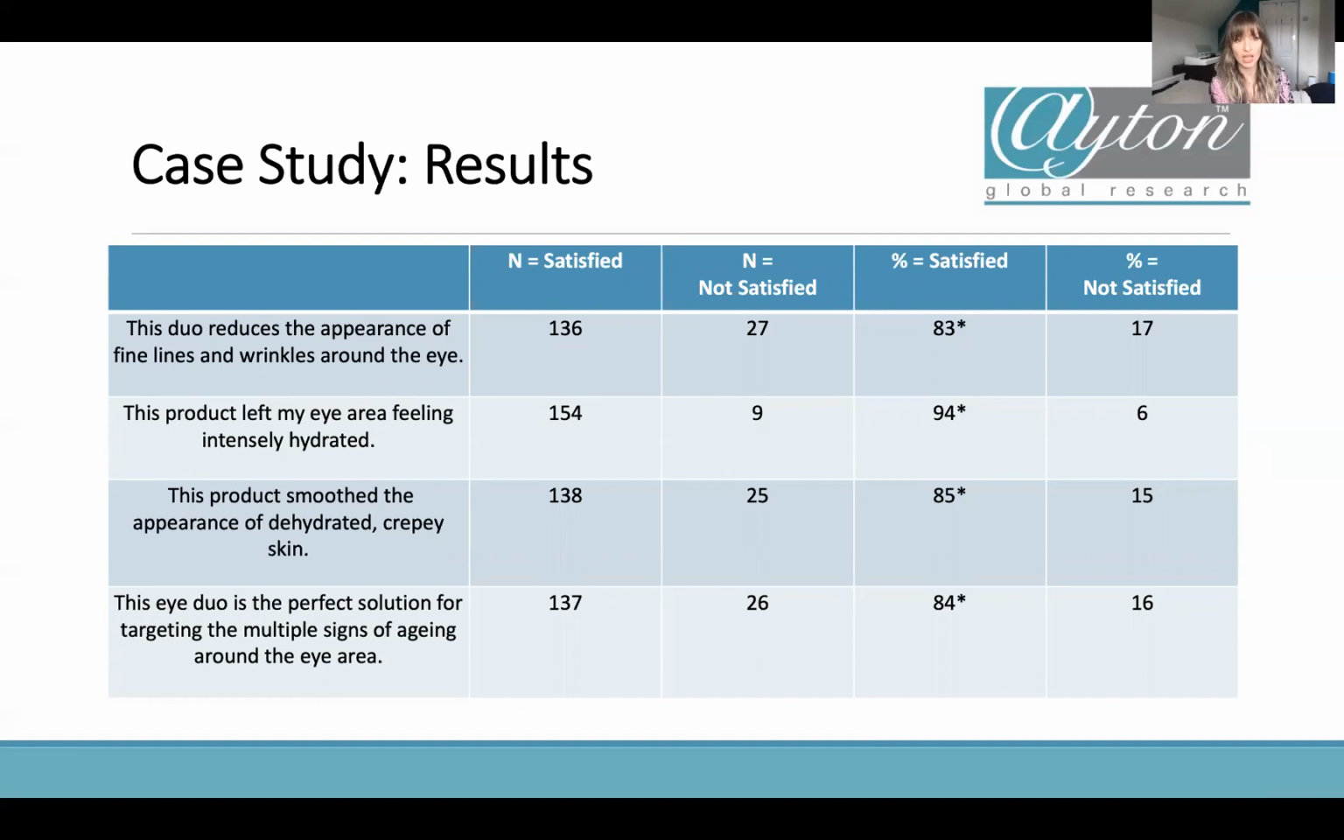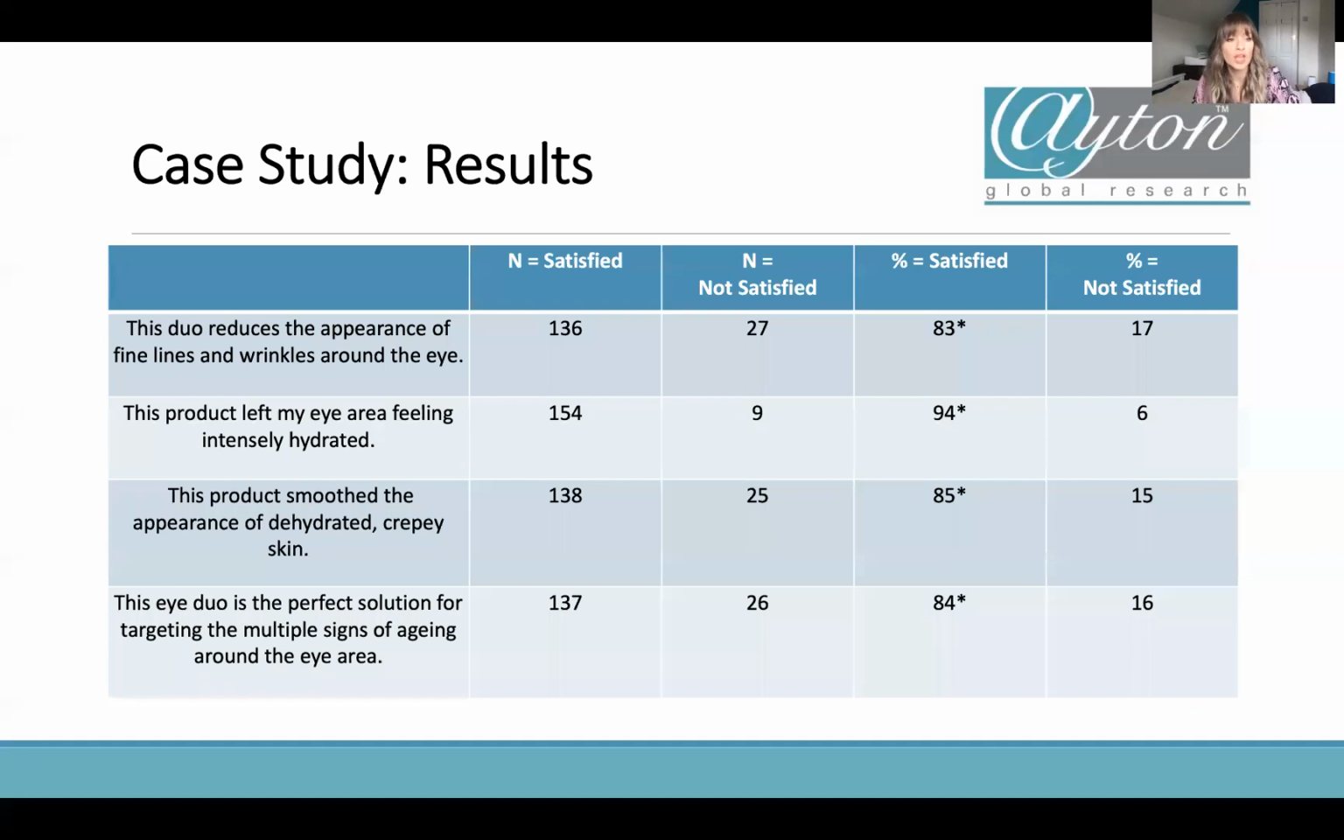So obviously, like I said, we've got the claims in statements. We had an agree or disagree range scale for it. So we've got our statements on the left there, the number of people that were satisfied or not satisfied, and then the percentage of people that were satisfied and not satisfied, because that's what allows us to make the claim. We usually take the percentage out, say how many women it was tested on, and then that can be used straight in your marketing.